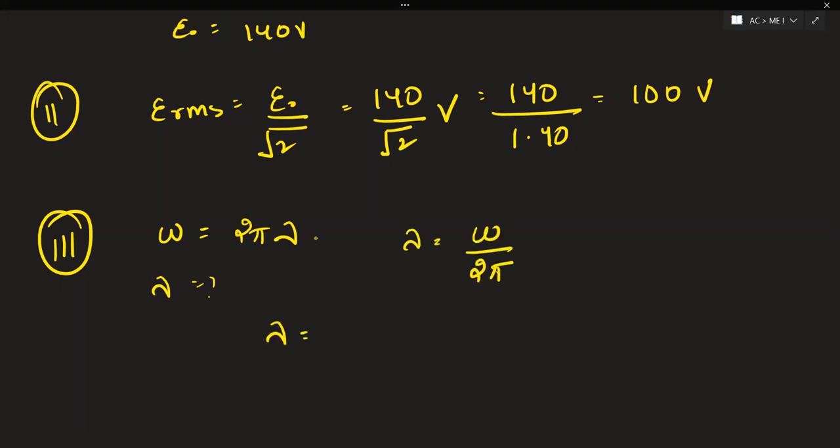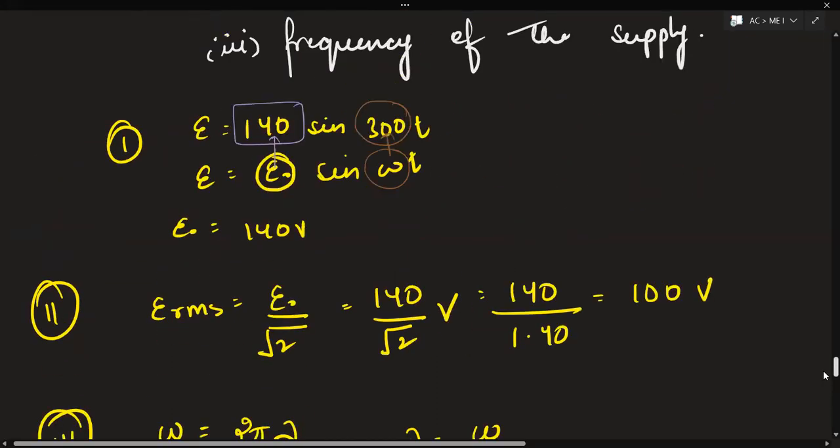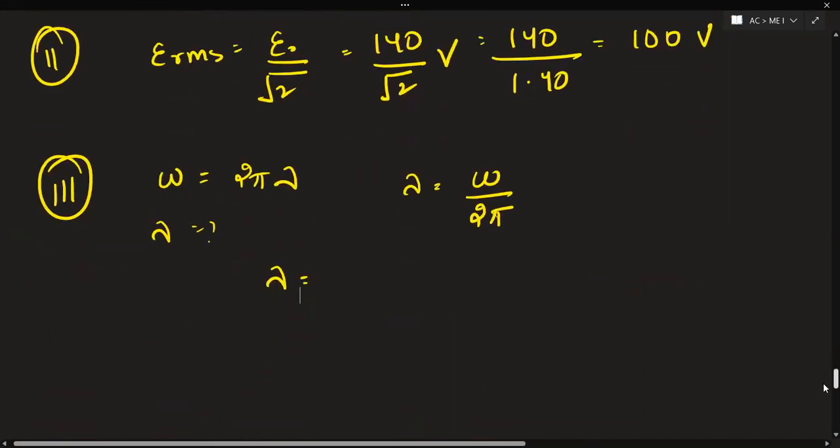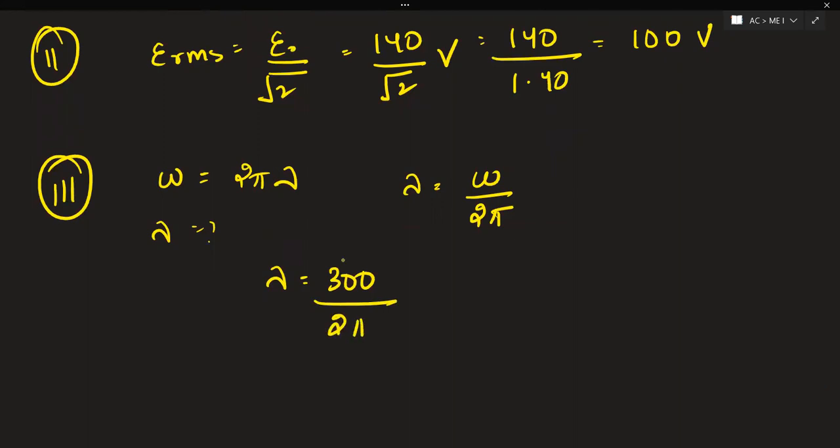So see, omega is already given to you in the question. From here, if you compare both these equations, you get omega's value as 300. So this is 300 divided by 2 pi. You can write it as 150 by pi, this much hertz.